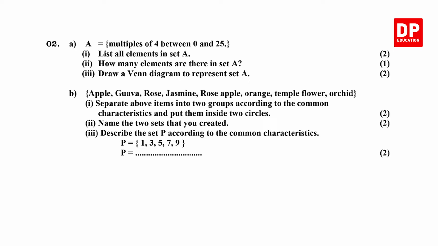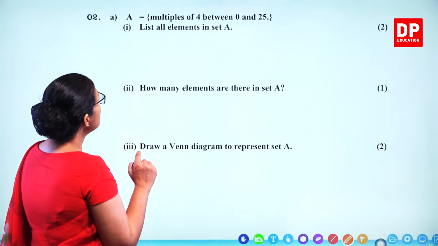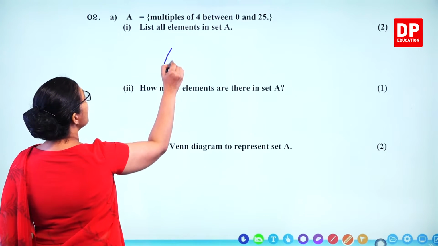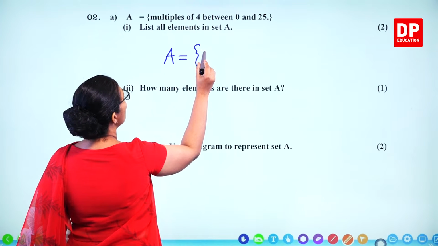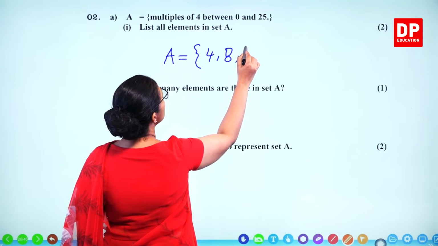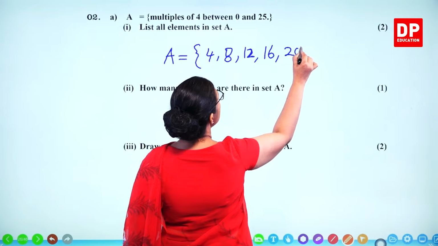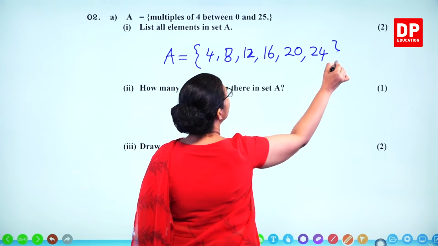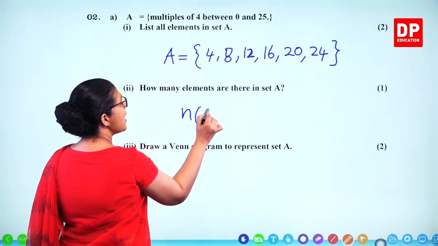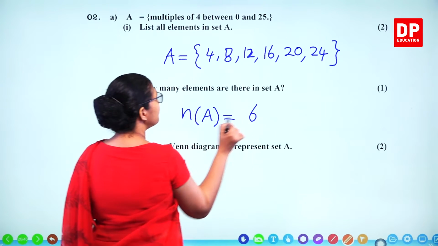Question number 2 onwards, you get only 11 marks. Multiples of 4 between 0 and 25. List all elements in set A. What are the multiples of 4? 4 times 1, 4. 4 times 2, 8. 4 times 3, 12. 4 times 4, 16. 20, 24. How many elements are there in set A? We write n(A), number of elements in set A. 1, 2, 3, 4, 5, 6.